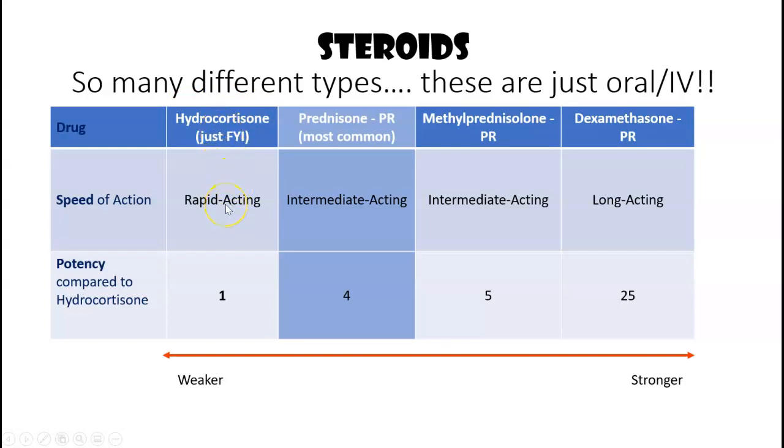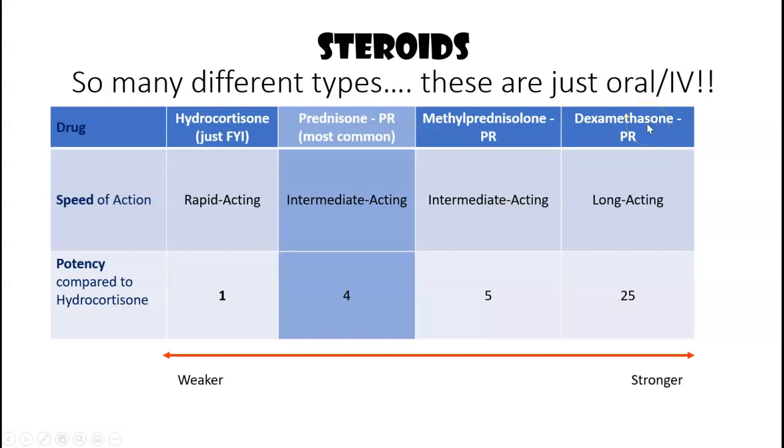It is rapid acting, and it's kind of the drug by which we judge all of the other types of steroids. So hydrocortisone is fastest working, but least potent, right? When we go over here and look at prednisone, prednisone is 4 times more potent than hydrocortisone. Methylprednisolone is 5 times more potent than hydrocortisone. So these two really are almost equivalent. It's just that this one tends to be given IV and this one can only be given PO.